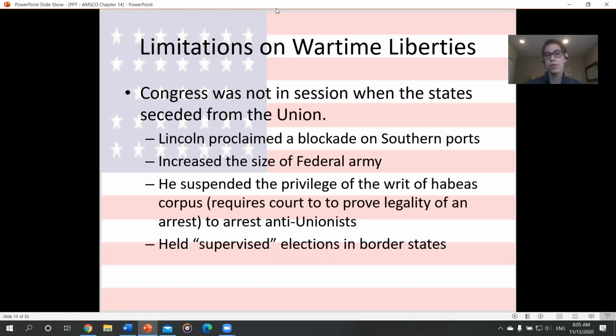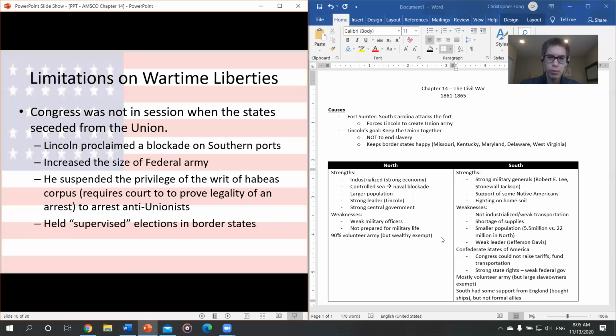So Abraham Lincoln used that to arrest anti-unionists, potential spies in the North. And then he also held supervised elections in the border states, which is controversial, but also he's making sure that the border states do not secede. So Lincoln expanded the power of the federal government and the president.